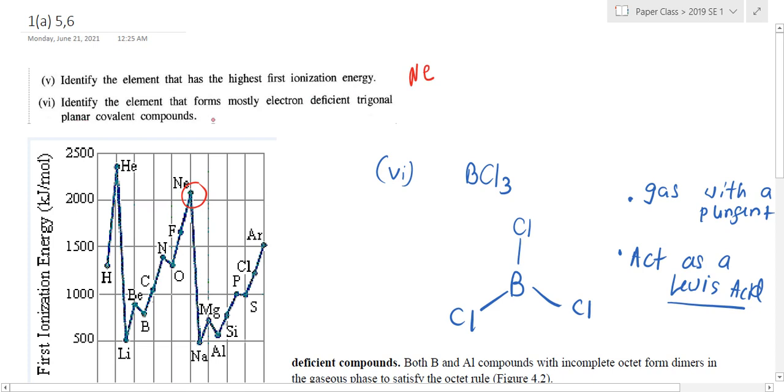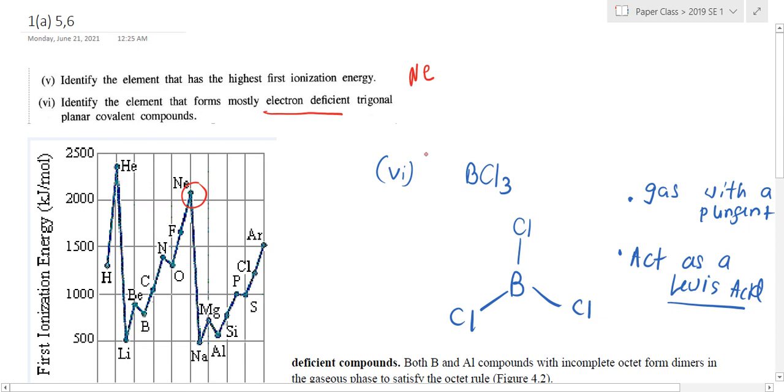Very easy. These are very easy. Identify the element that forms mostly electron deficient trigonal planar covalent compounds. If you have done an enormous amount of past papers from 2000 to 2020, these are very famous questions. Due to your experience, you will definitely draw BCl3, the compound that forms mostly electron deficient. If you consider the third period, it should be aluminium. But here you have to consider the second period, as they have mentioned earlier. Therefore, boron is the element that forms the electron deficient compound.